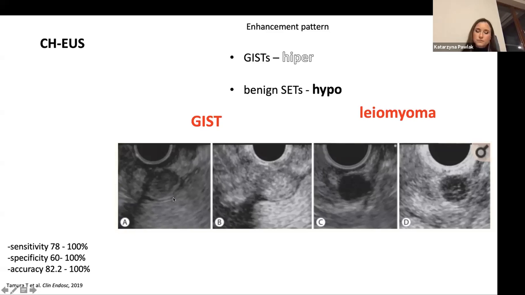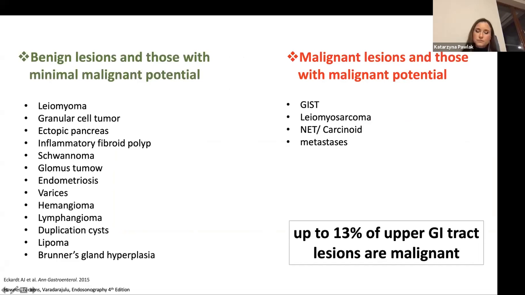Next, what you should remember and keep in mind is that some of them are benign, but also some of them have malignant potential. And here you should think about a GIST, leiomyosarcoma, NET, and also metastases. And very important is to know that up to 13% of them have malignant potential.